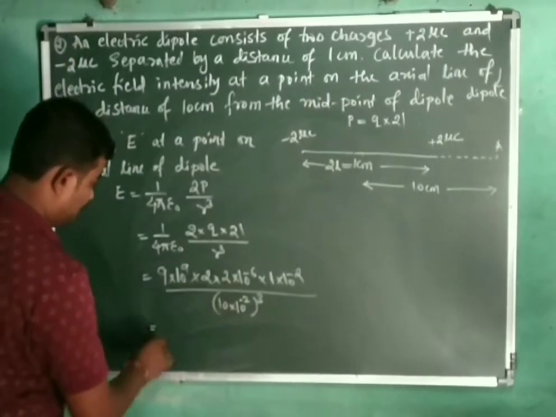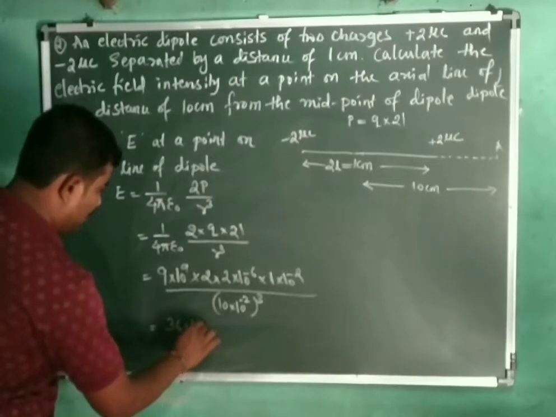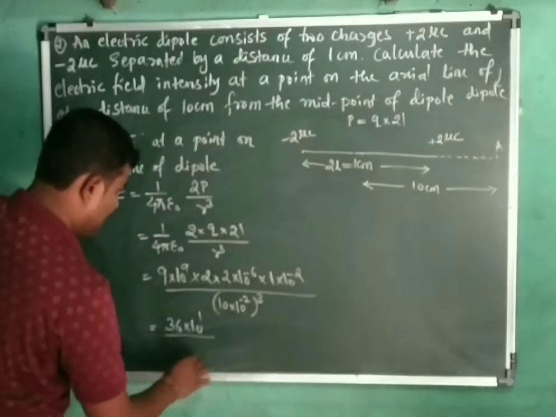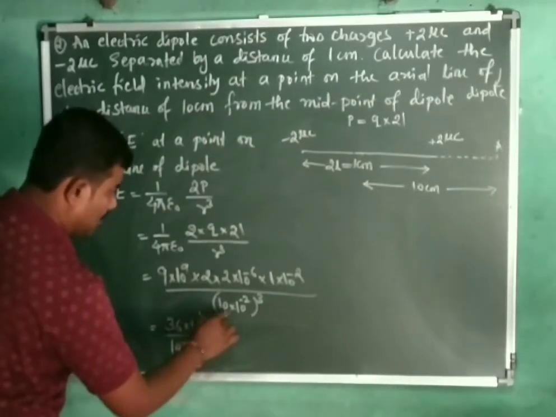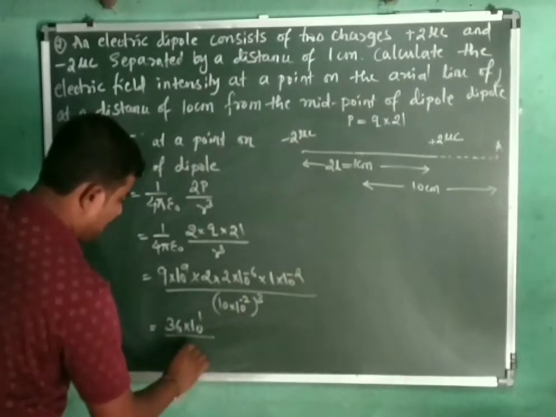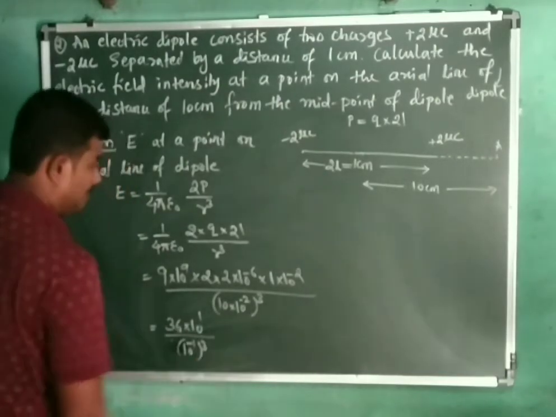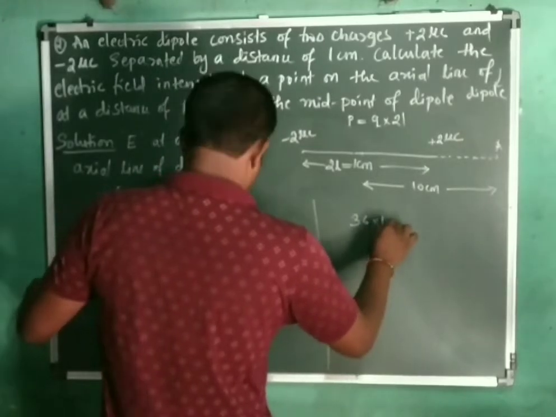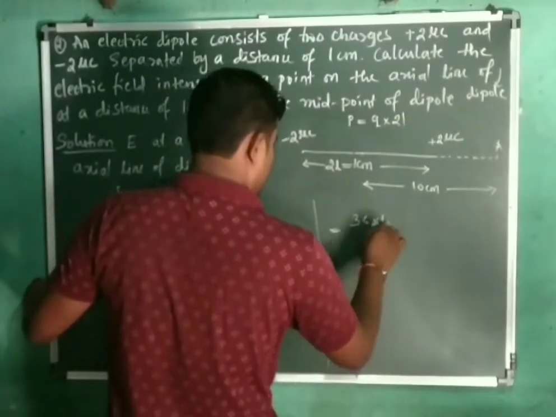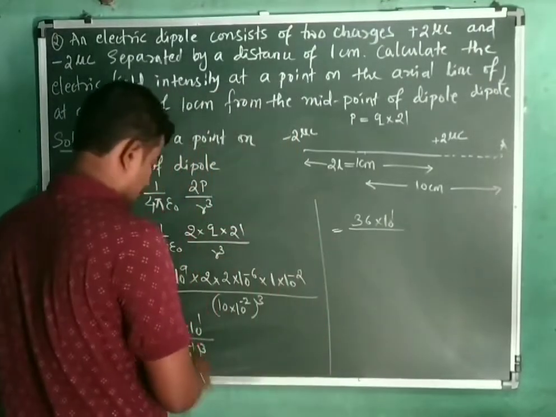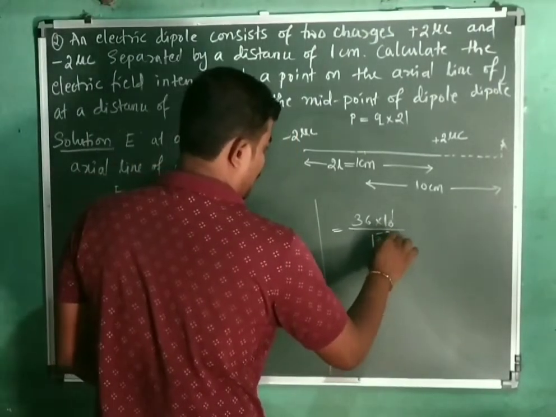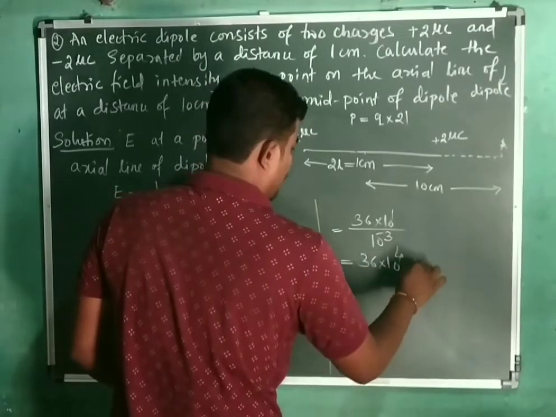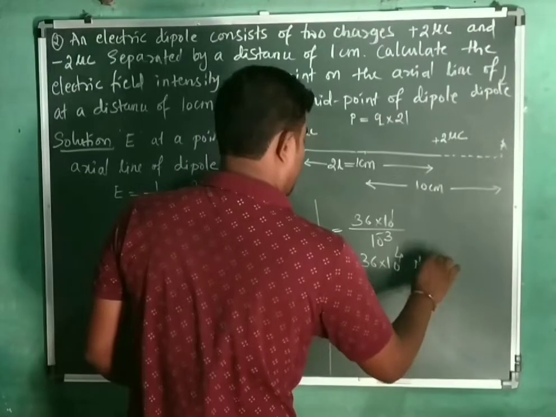So 36 into 10 to the power minus 6, minus 2, which is minus 8, and it is 1 divided by 10 to the power minus 1, whole cubed. So 36 into 10 to the power, 1 divided by 10 to the power minus 3 is 10 to the power 3, therefore 36 into 10 to the power plus 4 Newton per coulomb.